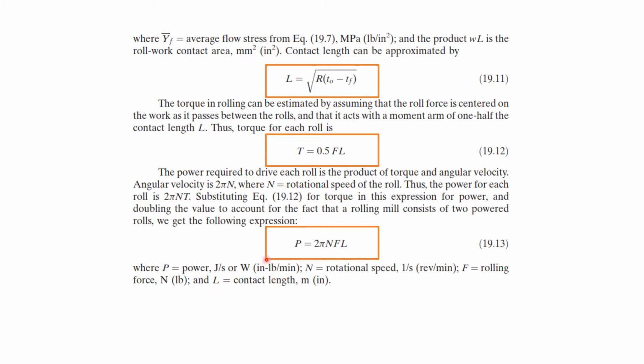And then we can also calculate the power in order for us to perform the rolling process. This one is calculated by using P = 2πNFL, where N is the rotational speed, F is the rolling force, and L is the contact length. Then you'll get the value for the power.